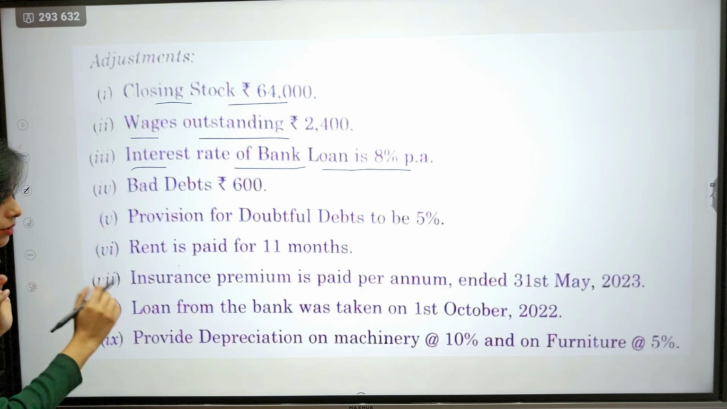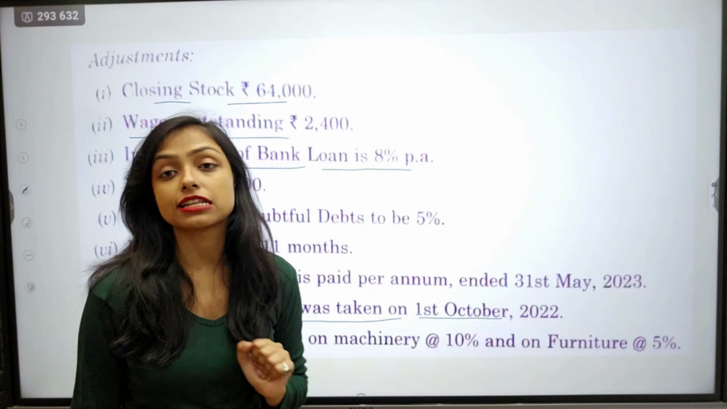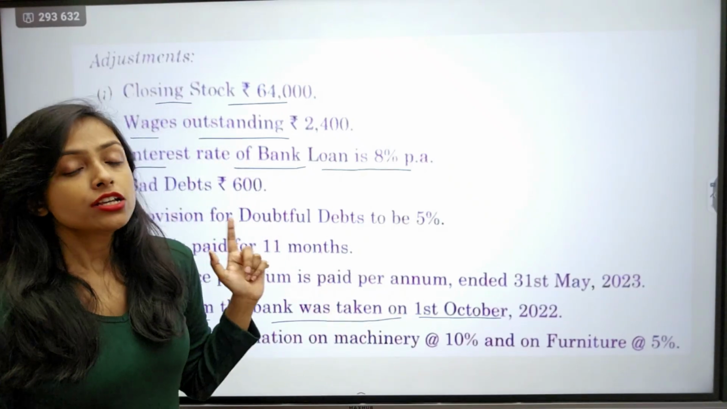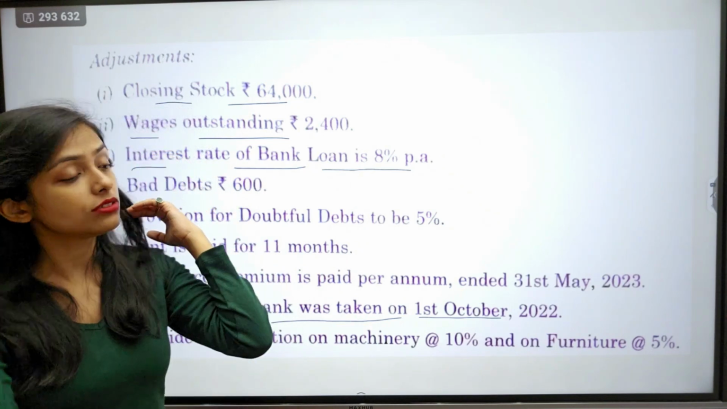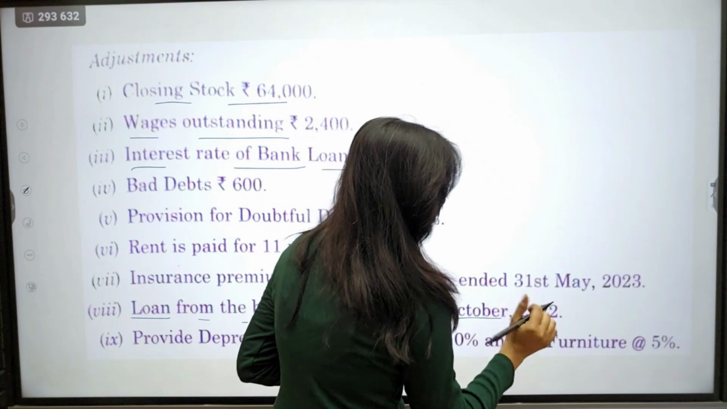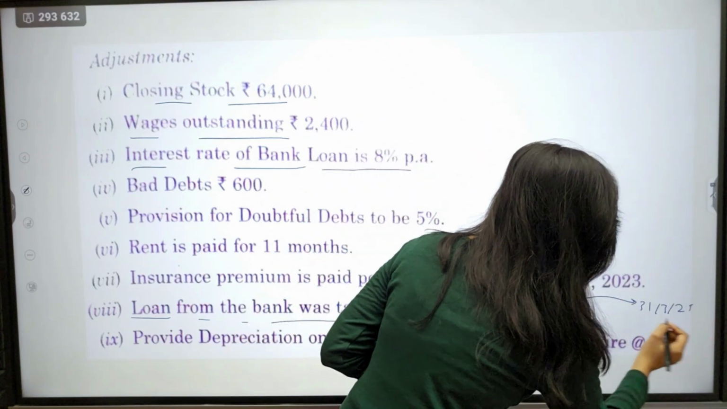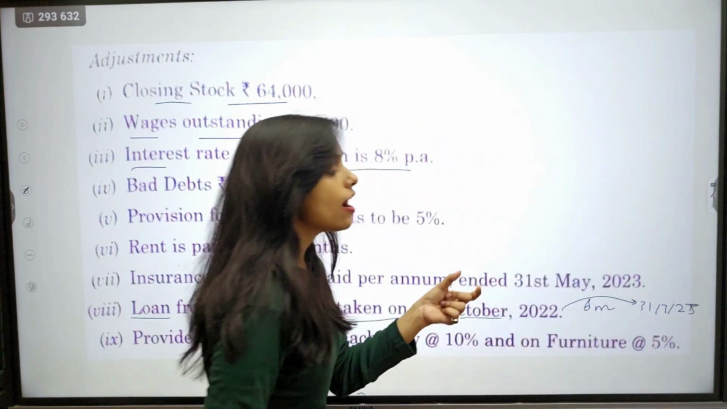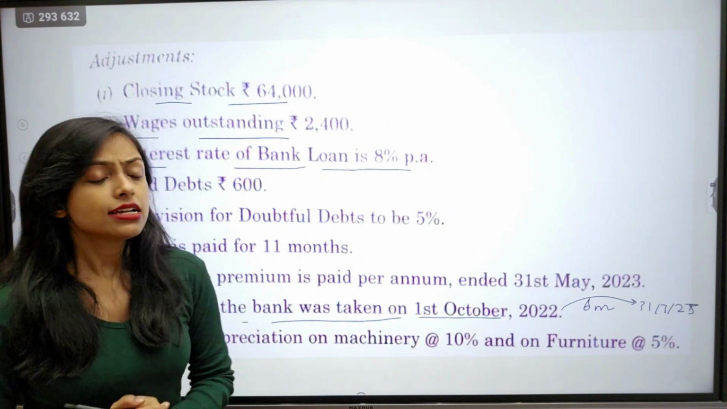Now also see one more important point. Loan from the bank was taken on 1st October 2022. It has also told us the date when we took the bank loan. So how many months have passed since we took this bank loan? So we took it on 1st October. We are standing on 31/3/23 now. So how many months have passed? Only 6 months have passed. So how many months of interest should I give to the bank? Only 6 months interest.